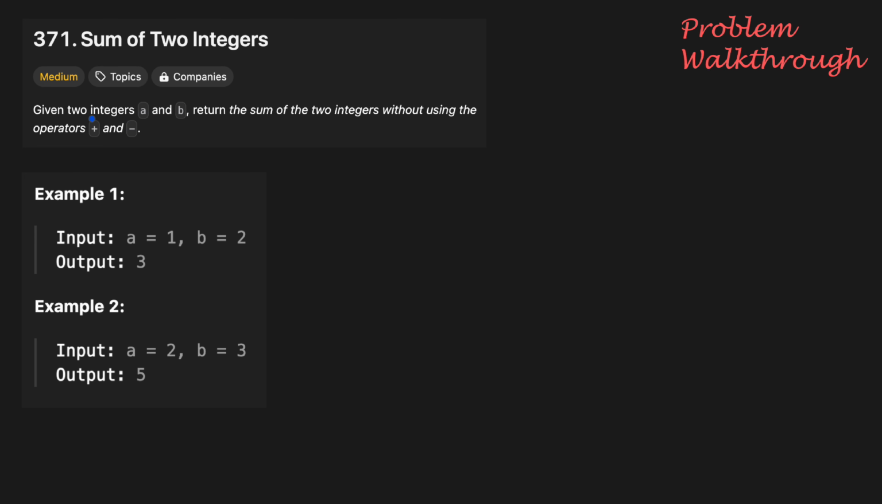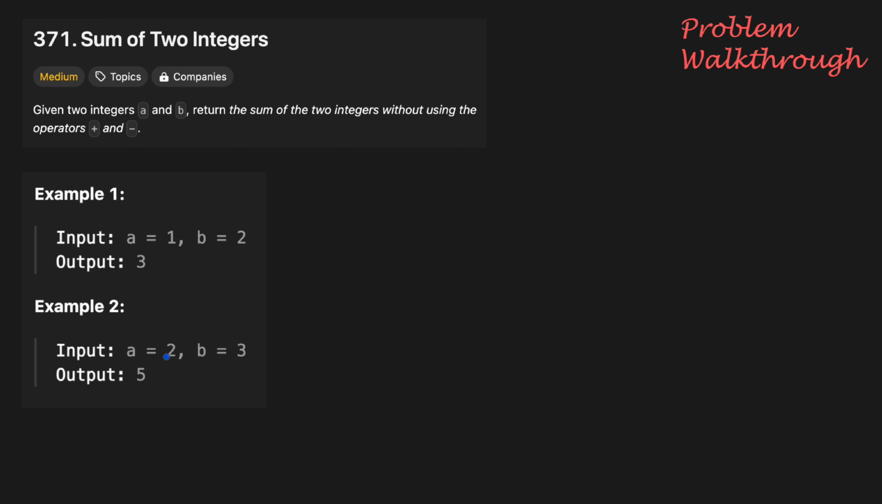Now to the problem. In this problem, we are given two integers a and b, and we have to return the sum of two integers without using the operators plus and minus. For example, here a is equal to 1 and b is equal to 2, so our output should be 3. But we shouldn't use addition and subtraction operators. Similarly, in example 2, a is equal to 2 and b is equal to 3, and we should get the sum equal to 5.